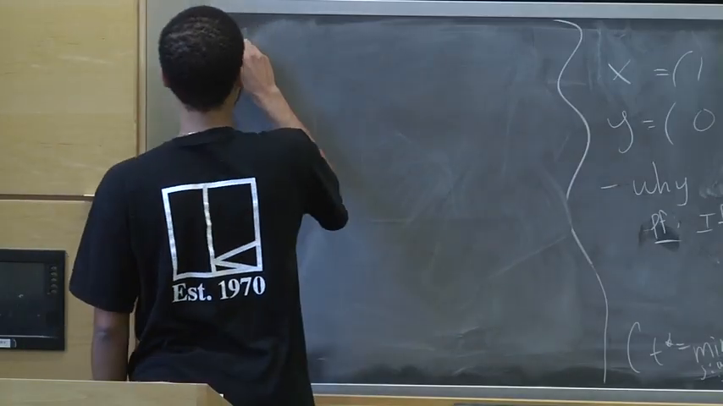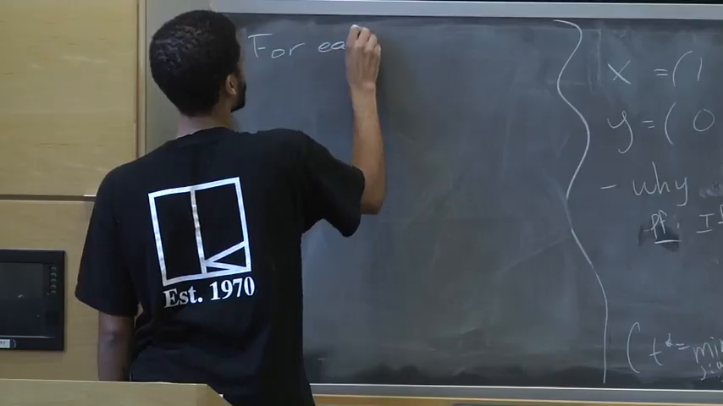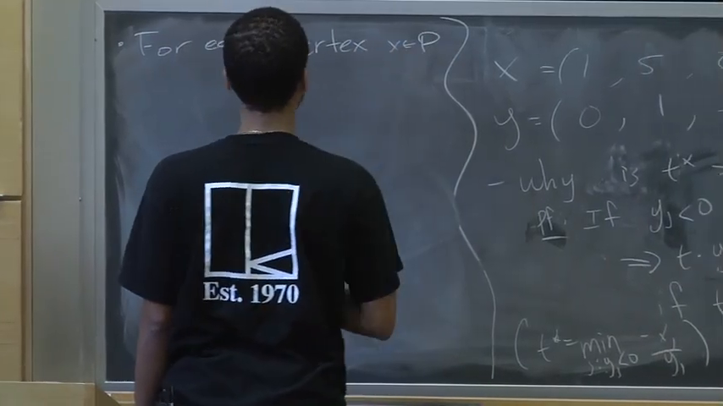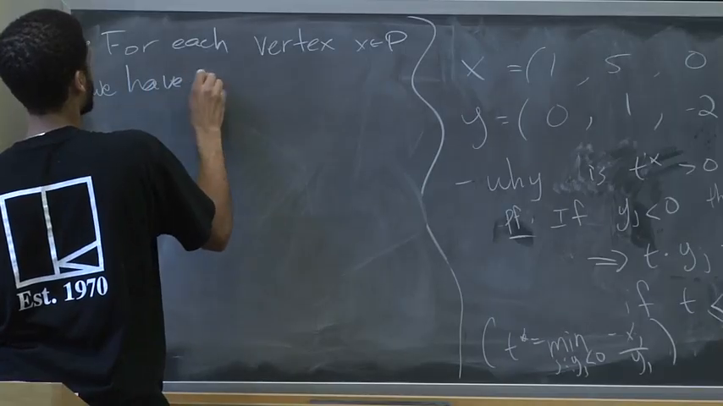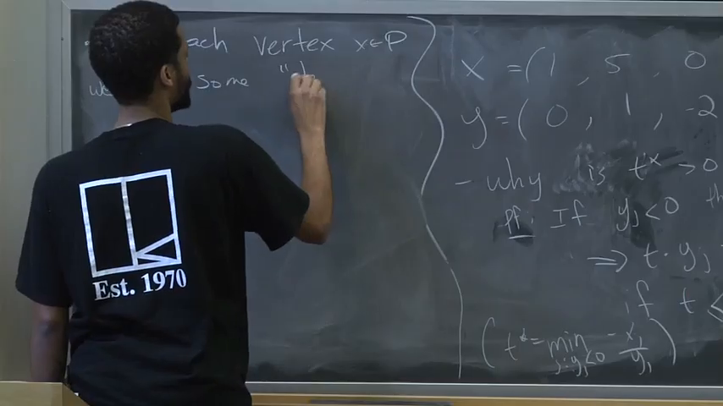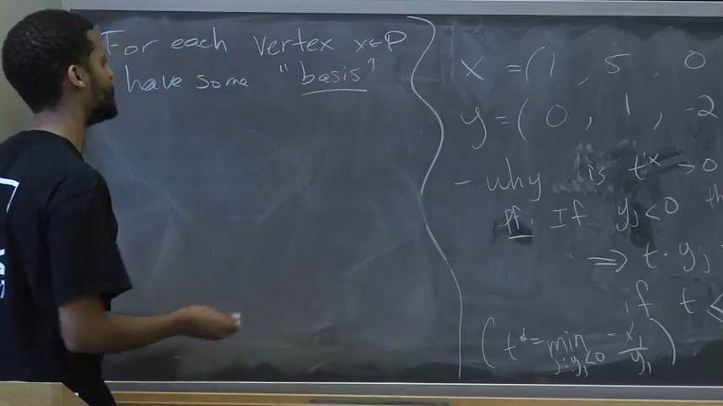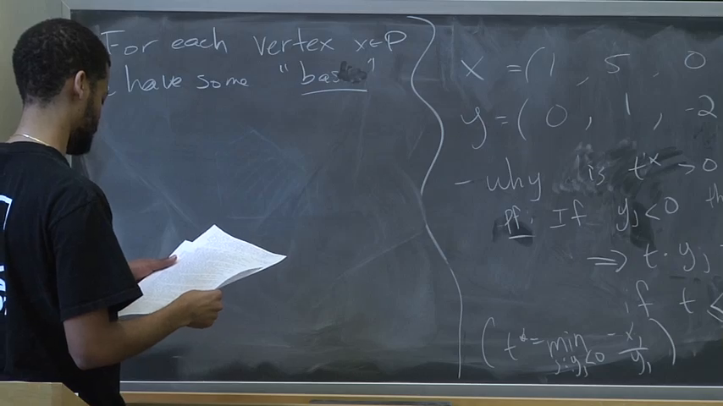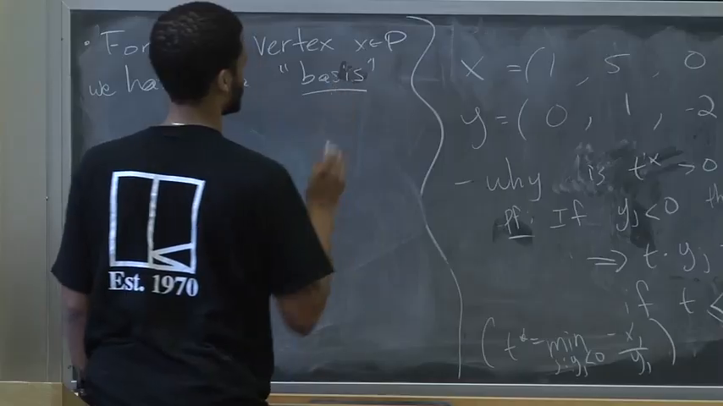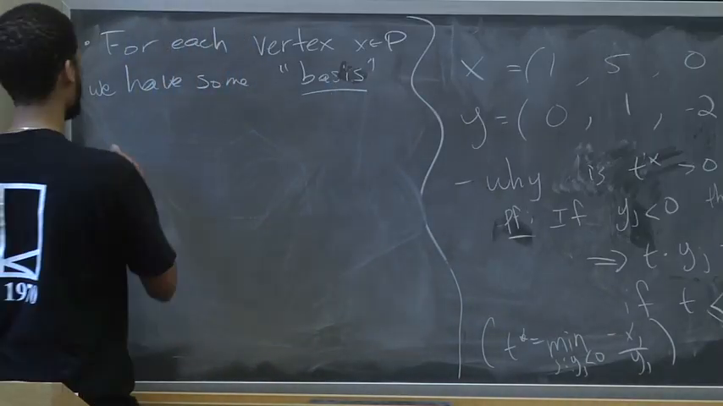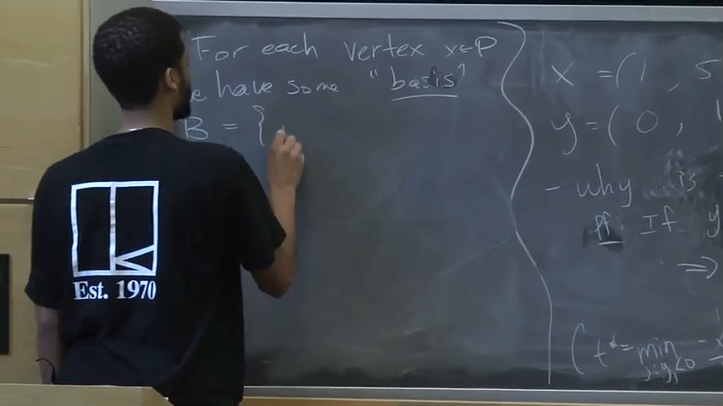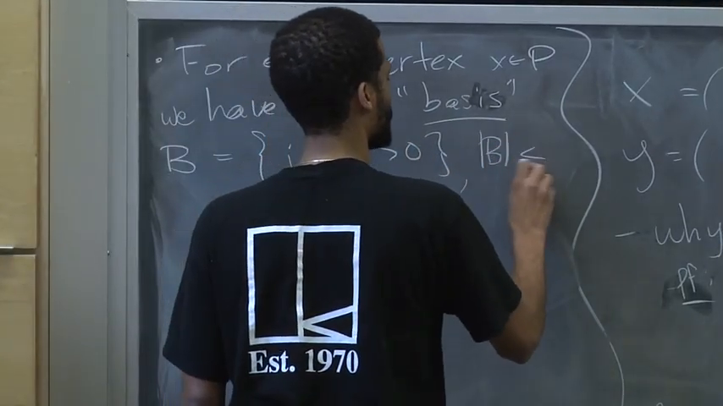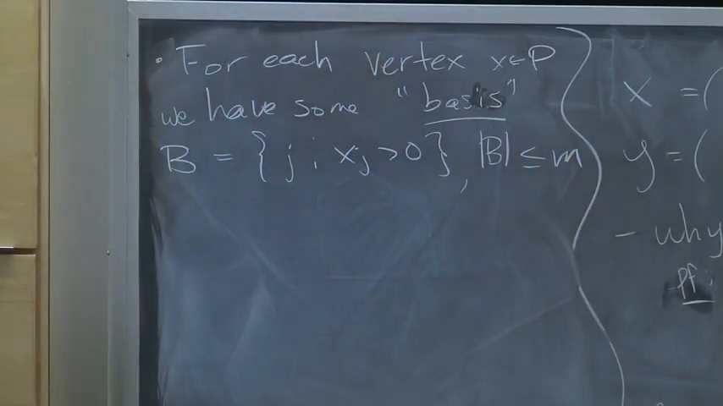Okay, so for each vertex x in P, we have what's called a basis, or base, actually. Is it usually called basis or base? Basis, yes, thank you. Okay, we have some basis, B, which is the set of all j such that xj is bigger than 0. And the size of B is at most m.